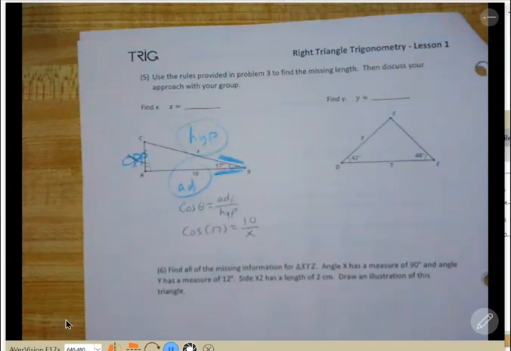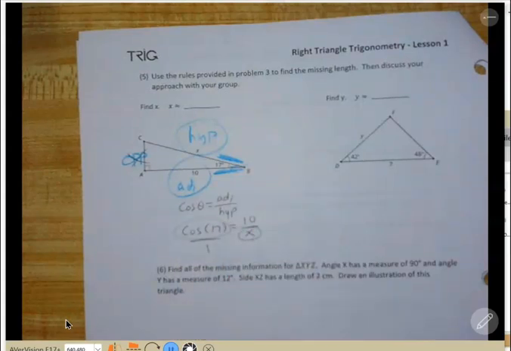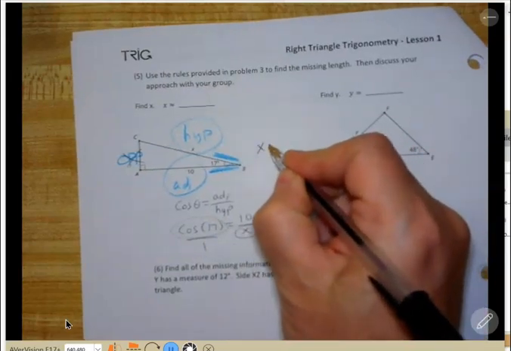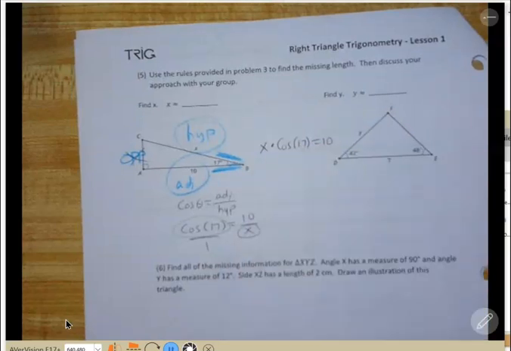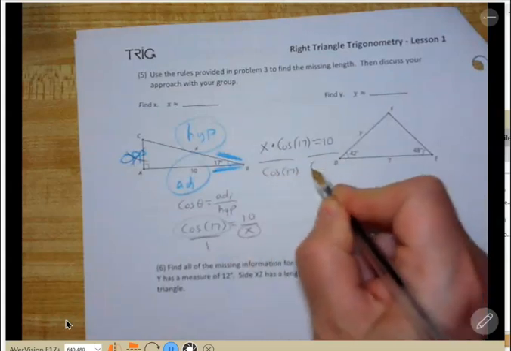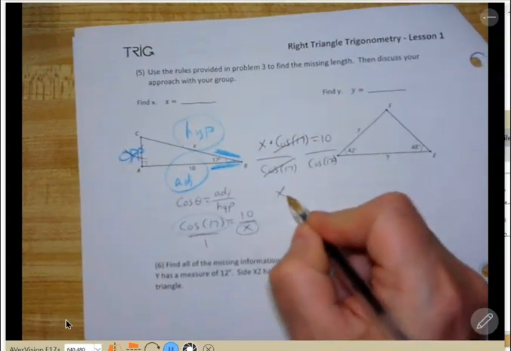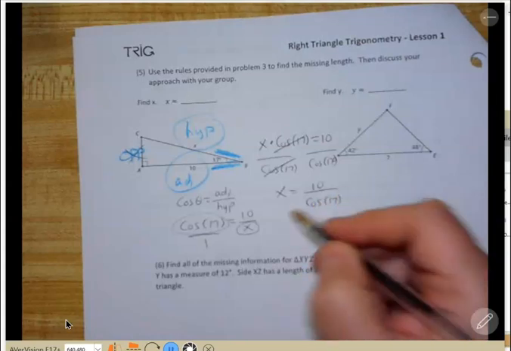Now there's different ways of doing these problems. I'm going to be honest with you, when I solve for length, I always set up a proportion and I always cross multiply. And again, there are other ways of doing it, but this is the one way that I always do it. So if I cross multiply, it's going to be x times the cosine of 17 degrees is equal to 10 times 1. And then I'm going to divide both sides by the cosine of 17 degrees so that I can get x by itself. So x is equal to 10 divided by the cosine of 17 degrees.